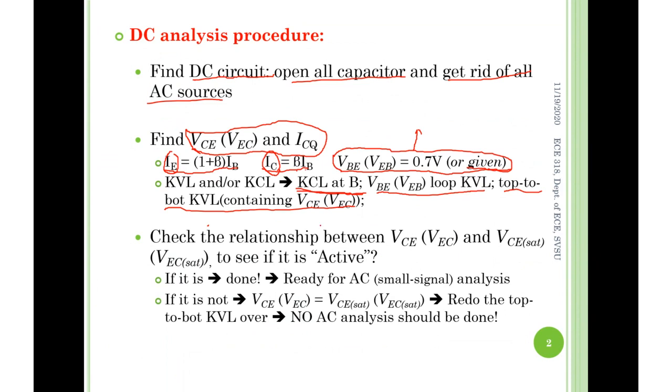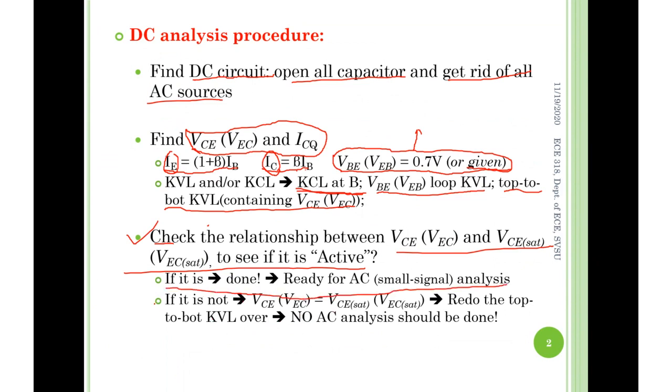So this is the DC analysis arsenal, based on which you are going to find VCE and IC. And the last step of the DC analysis is checking to see if it is in the active region. If it is, we are done, no problem.